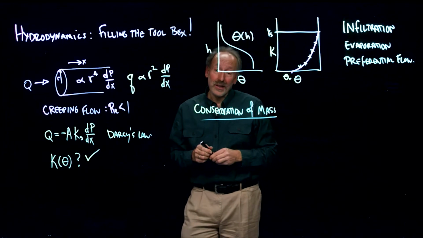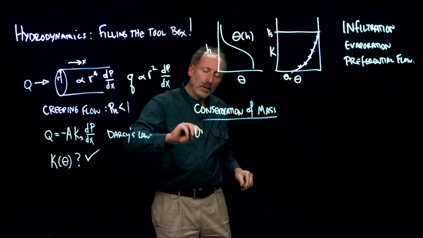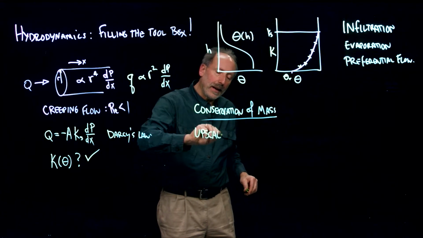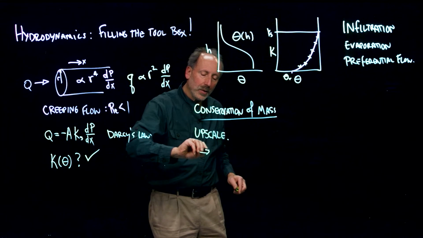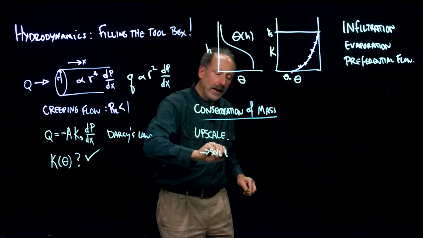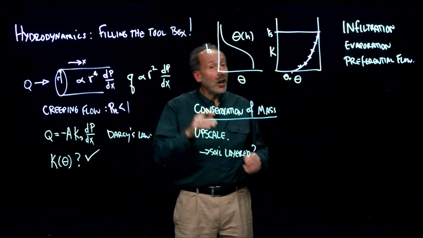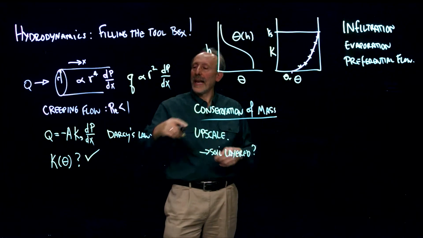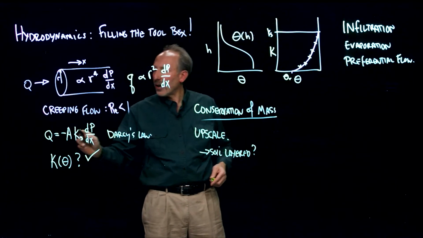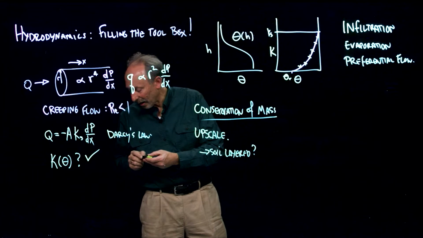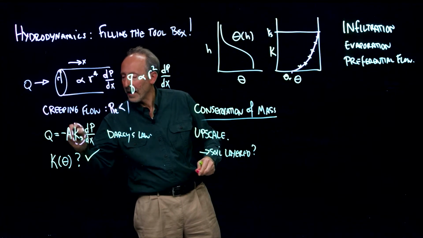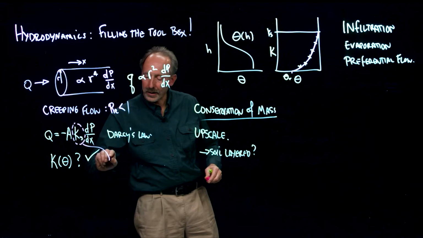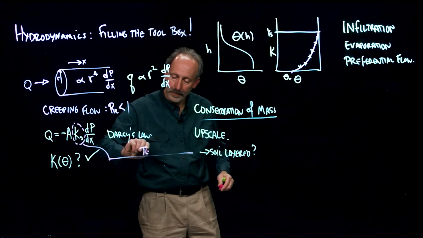There are a few nuances that are really important as we upscale. We've been thinking about this whole problem in a capillary tube, but what happens when the soil is layered? Then the conductivity might be different in the two directions, and what we show is that the conductivity that shows up in Darcy's law ends up being not a scalar, but actually a tensor. That's an important little piece. So it becomes a tensor.